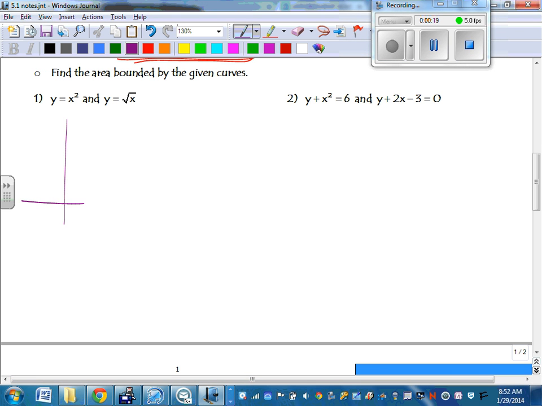graph on our own. We don't need a calculator. Sometimes we will use a calculator. Sometimes we don't really need it. If we look at this one, y equals x squared, what's that graph going to look like? Parabola, right? Vertex at 0, 0.